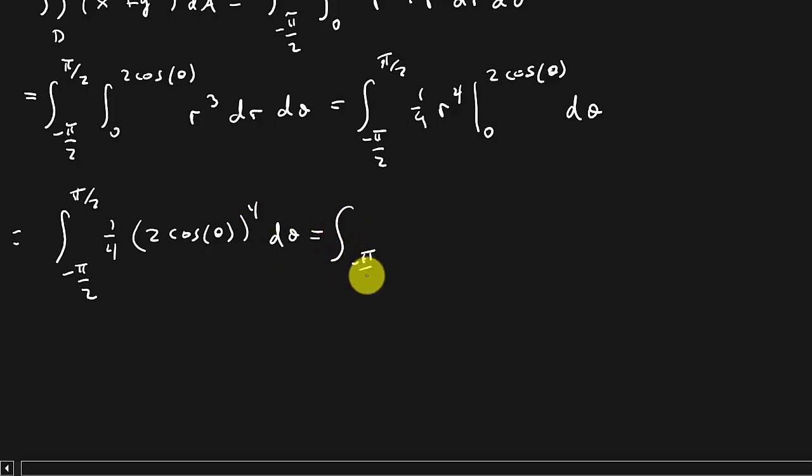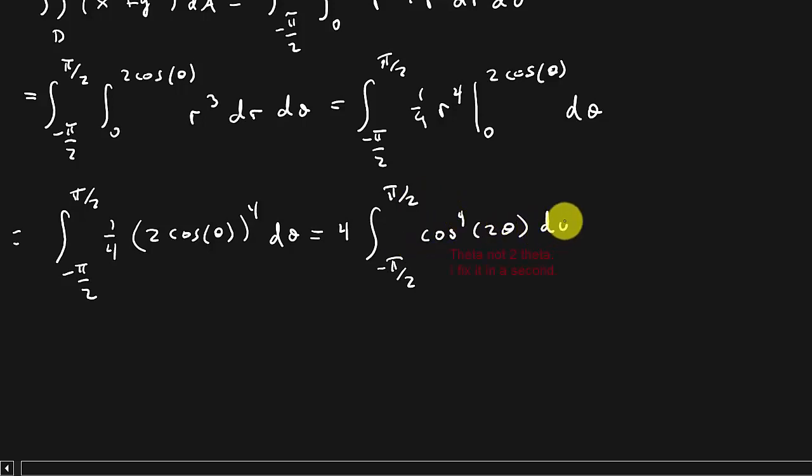And so let's clean this up a little bit. Negative pi over 2 to pi over 2. Now this is going to be 16. You see that? 2 to the 4th is 16. 16 times 1/4 is 4. So let's bring the 4 out now. Like I said, it wouldn't have mattered if we brought the 1/4 out there, or waited and multiplied and brought the 4 out. It's all going to be the same. And that's going to be cosine to the 4th theta d theta.